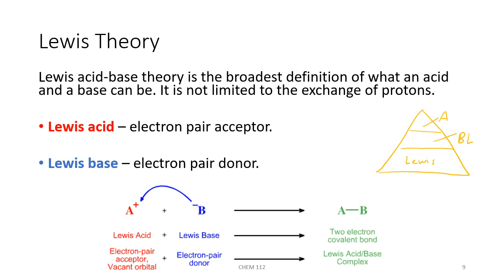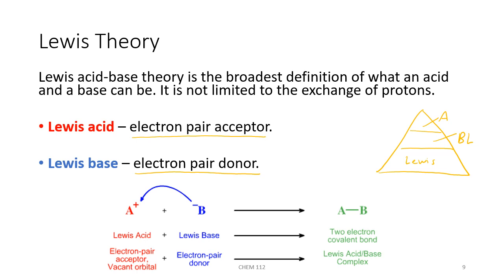Lewis acid-base is at the bottom of that pyramid because it really opens up the doors for a lot of things to be considered as acids or bases that we might not have considered before. Lewis acid-base theory is all about looking at where electrons are going. So a Lewis acid is defined as being an electron pair acceptor. Any substance that can effectively take on an extra pair of electrons can be defined as a Lewis acid. Lewis bases are electron pair donors. They are substances that have an extra pair of electrons that they can give up to a Lewis acid.